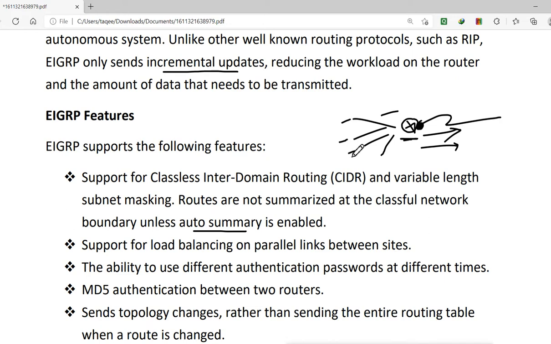If you want, then you can do the manual summary also if it is not doing auto summary, or you can disable the auto summary and do the manual summary also.